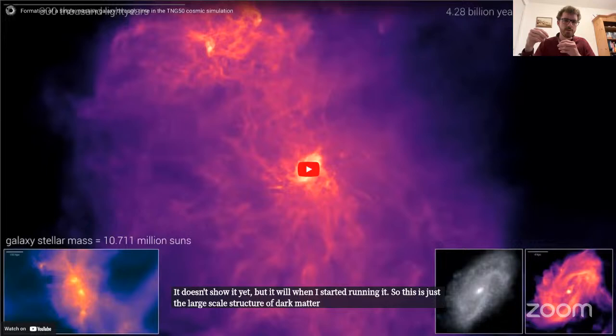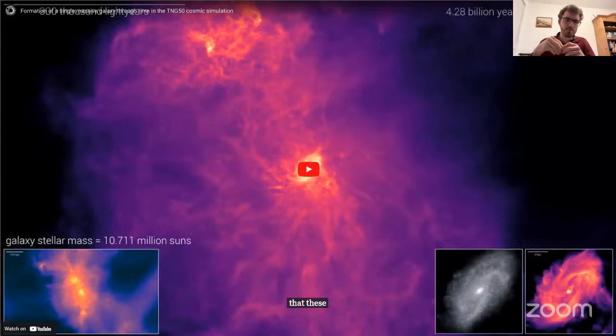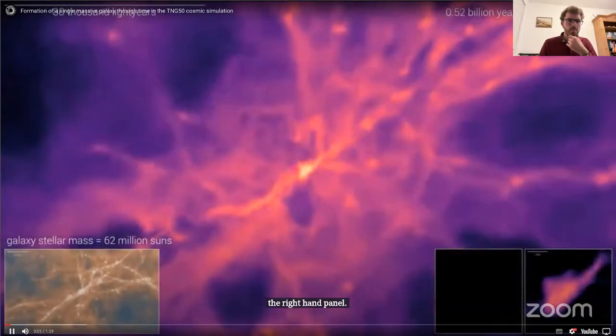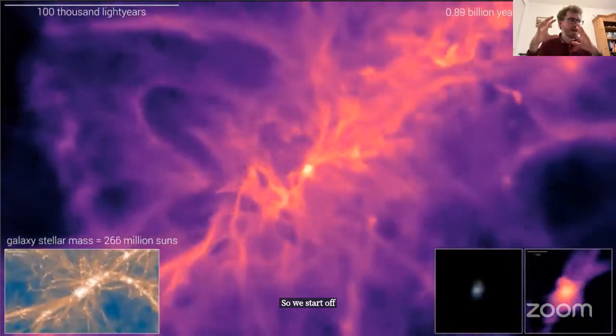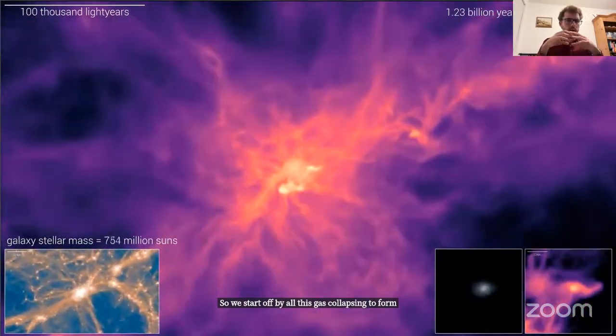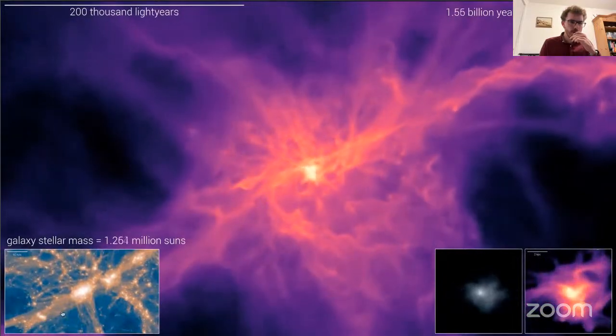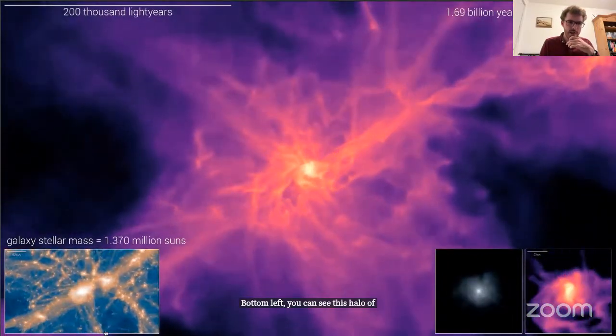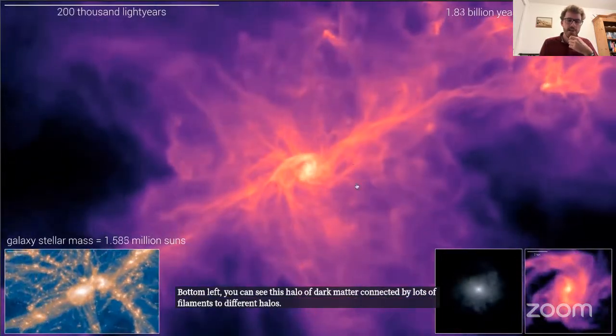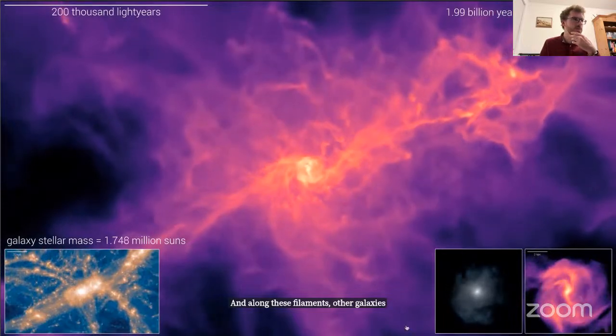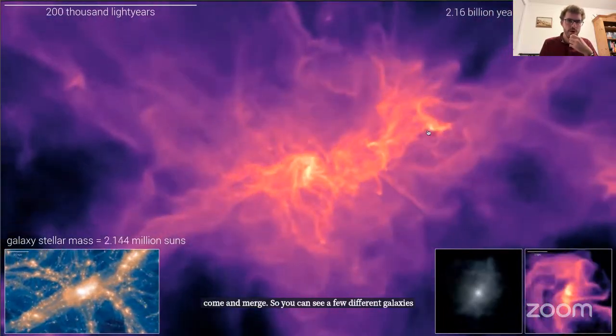It forms filaments, and these collapse to form dark matter halos. The big plot in the middle shows the gas. On the lower right, the left-hand one is stars. And then this is zoomed-in gas on the bottom right, the right-hand panel. So we start off by all this gas collapsing into this dark matter halo that's formed. Bottom left, you can see this halo of dark matter connected by lots of filaments to different halos. And along these filaments, other galaxies come and merge. So you can see a few different galaxies on the right here coming and merging.